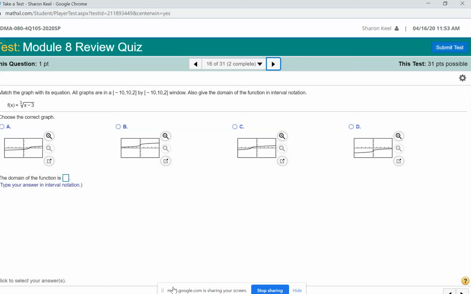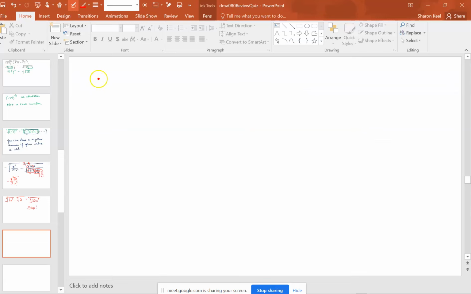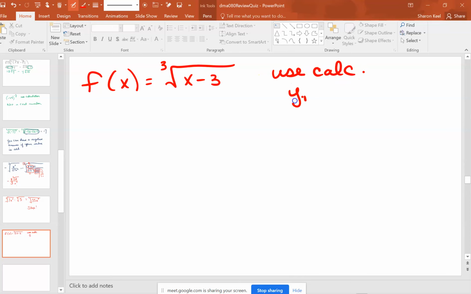Match the graph with its equation. And then we're going to write the domain in interval notation. So we have f of x is the cube root of x minus 3. So we're going to use the calculator. We're going to go to y1 equals, and we're going to type the equation.